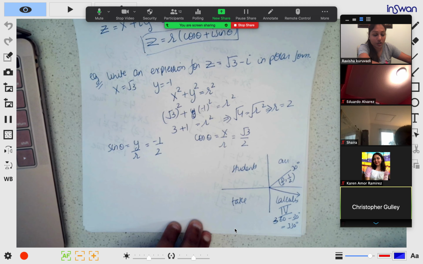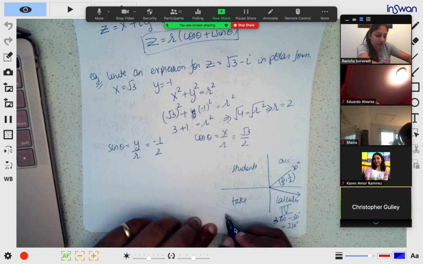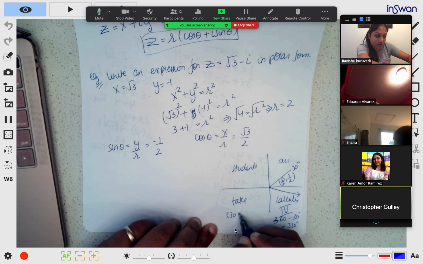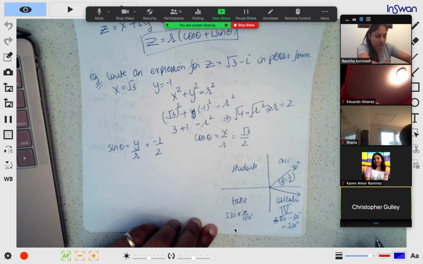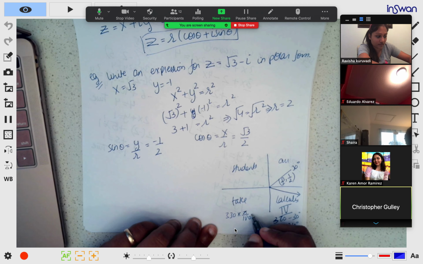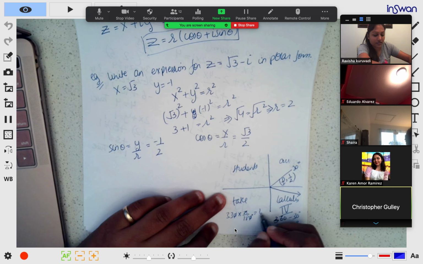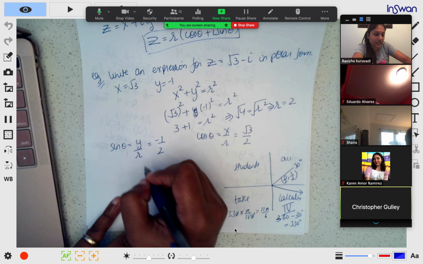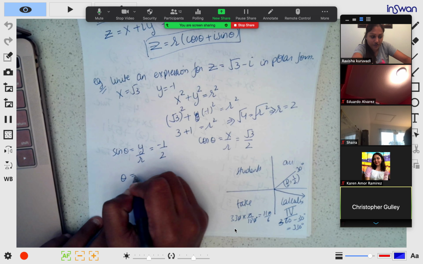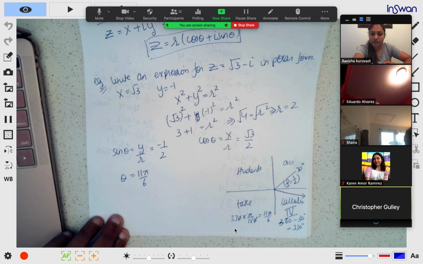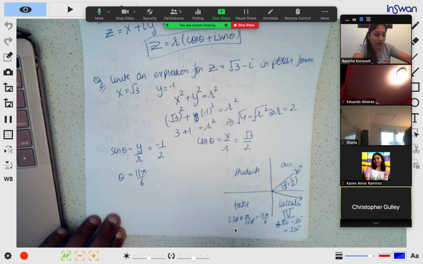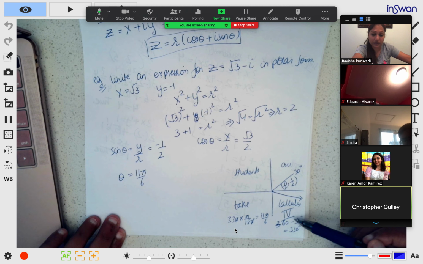If I have to convert 330 into radians, how do you do it? Times pi over 180, which is basically, they cancel, you get 11 pi over 6. So basically my theta is 11 pi over 6. Anyone has any problem how I got this 11 pi over 6 as my theta?